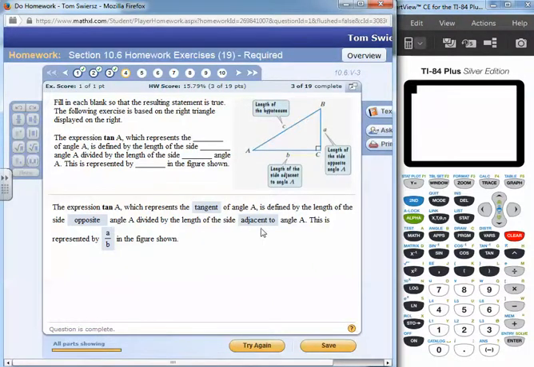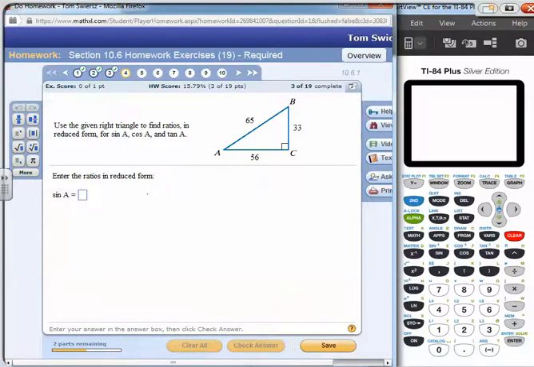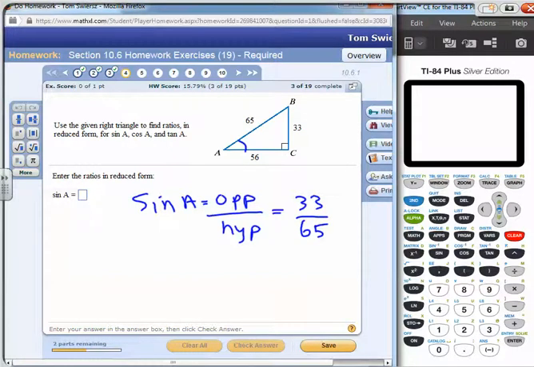Very good. Okay, number 4, enter the ratios in reduced form. Sine of angle A. Again, sine of angle A is what? Opposite over hypotenuse. The side with respect to angle A, the side away from it, one of the legs that forms the right angle, is 33. The hypotenuse is 65, okay? And we have to make sure it's in reduced form, so we can use our calculator.